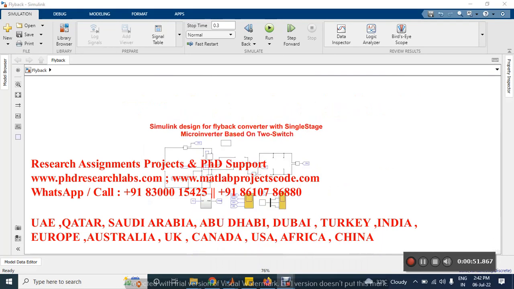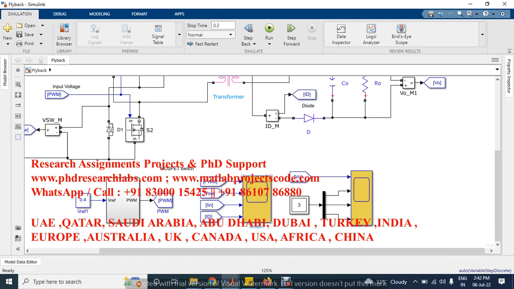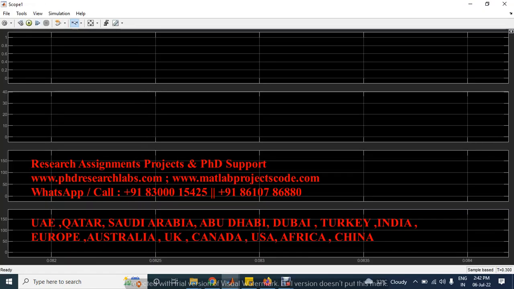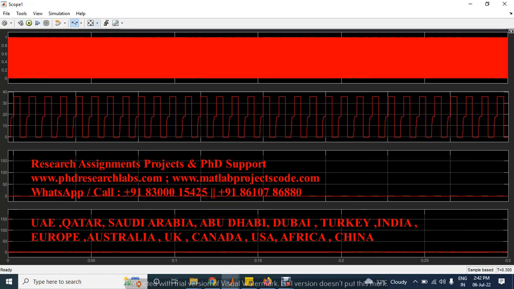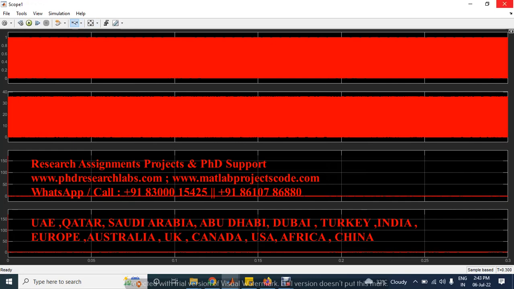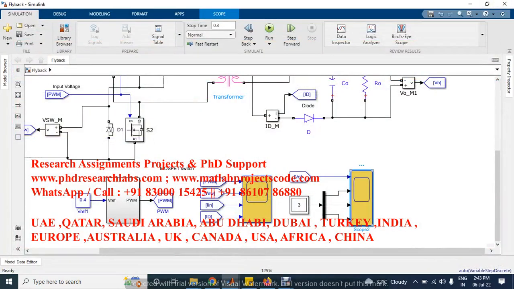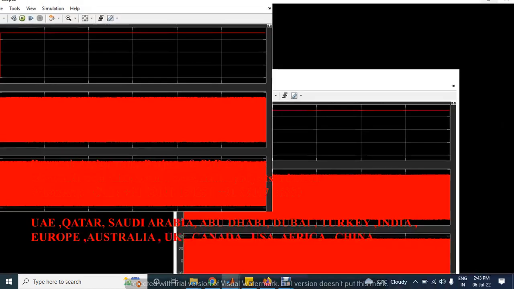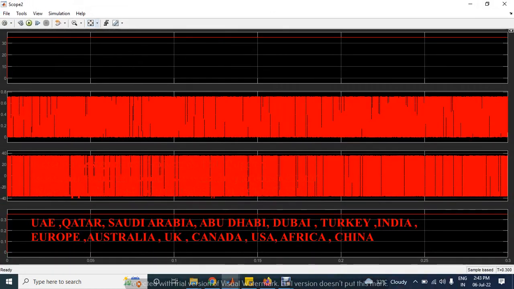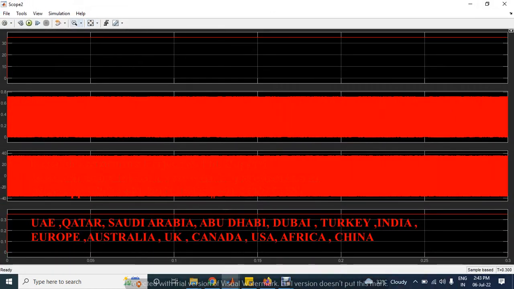Here we can check the PWM, input voltage, input current and diode current response, and here we can check the resistive load and output voltage, transformer current and transformer voltage.